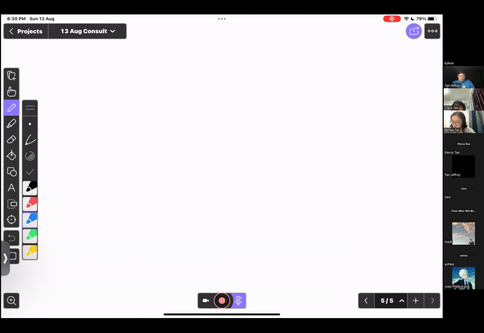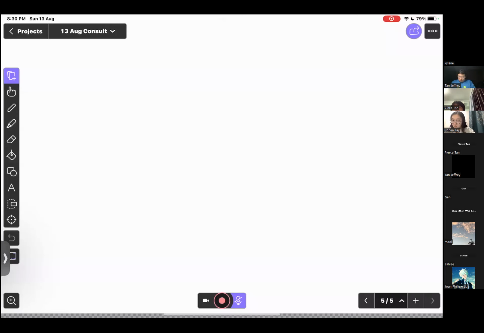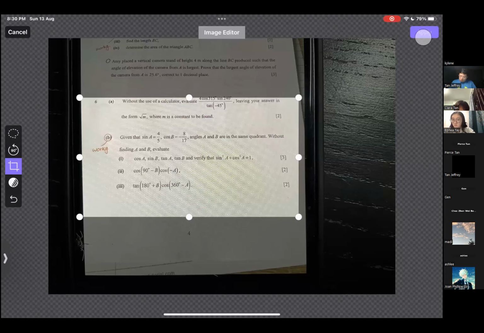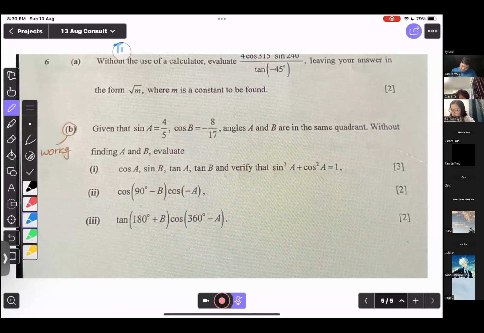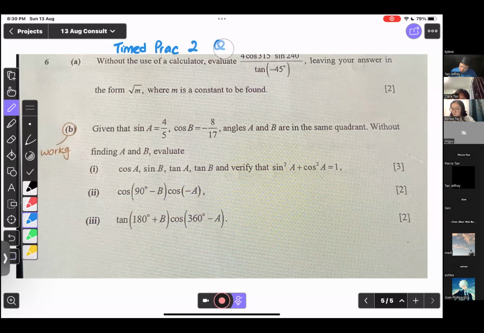Okay, next one. This is question 6, time prep 2, question 6. What is bothering you for this question? I got everything correct except for some of the values. Some are negative, but I didn't put negative. I sent my working inside.